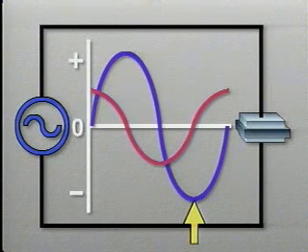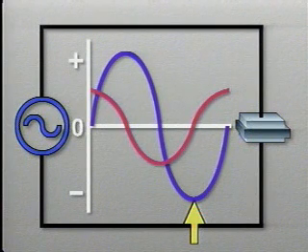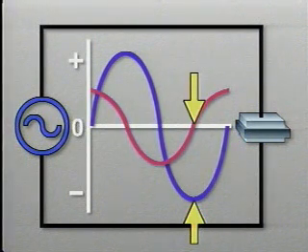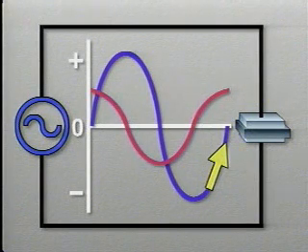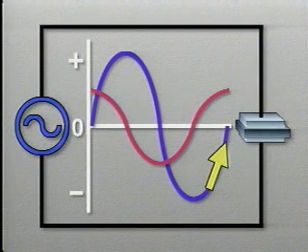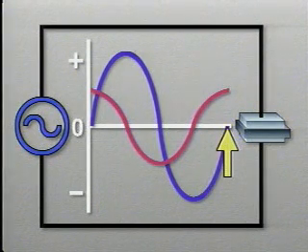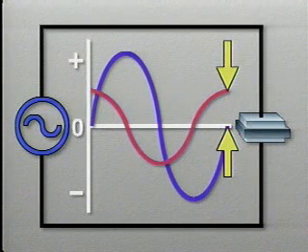Again, the source voltage and the voltage across the capacitor are equal and opposing, so current is zero. As the source voltage passes its negative peak, the capacitor again starts to discharge. When the source voltage reaches zero again, current is at its peak positive value, and the cycle is complete.